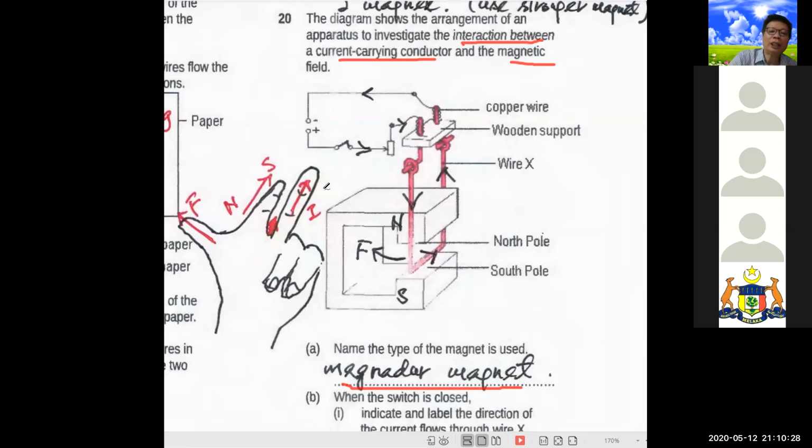So using your Fleming's left hand. Remember now, I repeat again, this finger points down to the floor, as you are standing. The first finger points down to the floor, this finger points forward of yourself, and your thumb points to the left side. The direction of the force is to the left. So you swing to the left.